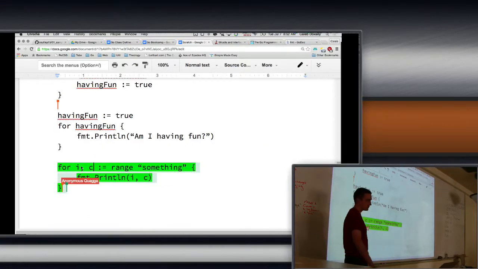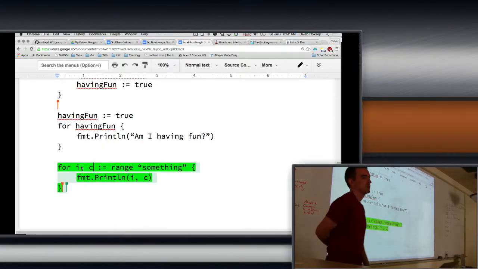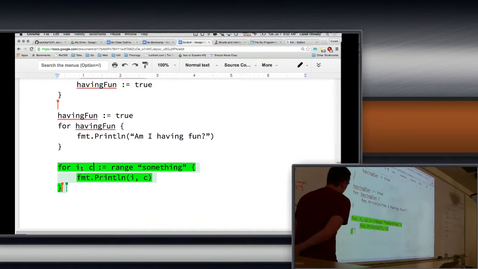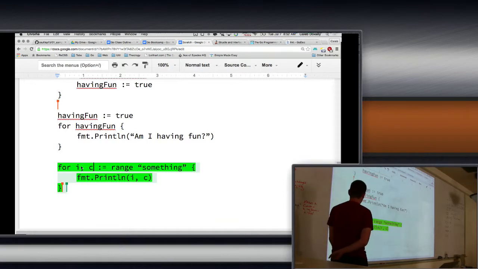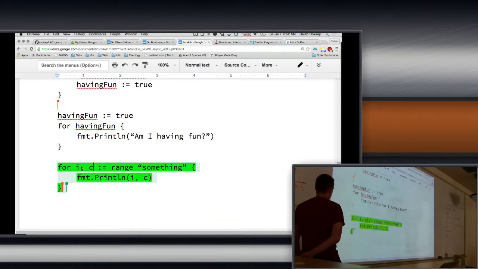So range only works on a string, not on a numeric value? That's right. Ranges don't work on integers or anything like that. They do work for arrays, slices, maps, channels. We'll talk about that. But they don't work for integers or floating point numbers.